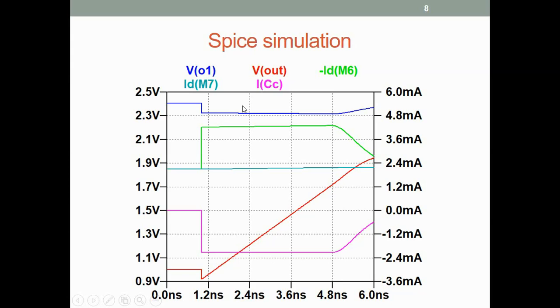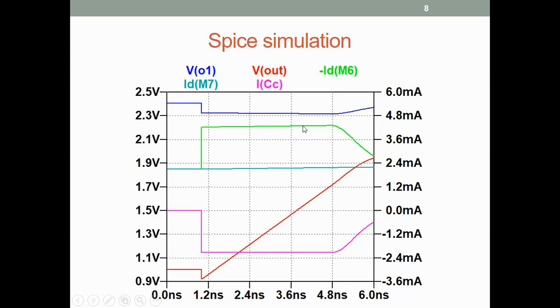All right, the current ID of M6, the green one. So then this is the ID of M7. So both of them were here, which were about 2 milliamps. So they were both equal for t less than 1 nanosecond. At t, when the switching occurs, the M6 suddenly starts carrying twice the current because VO1 has dropped.